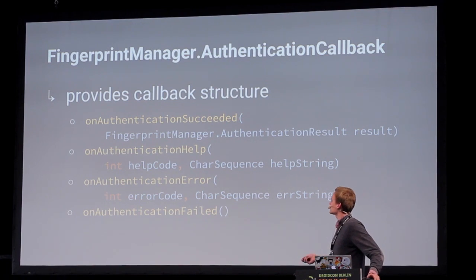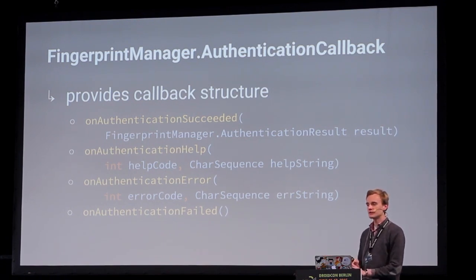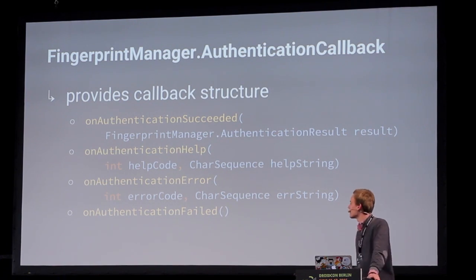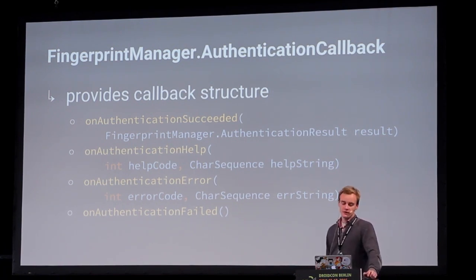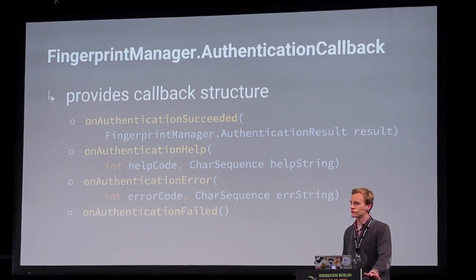And the other three methods, like onAuthenticationHelp with the different codes, are called when the user just swiped or tapped the sensor for too short a time, or there's another error like a dirty sensor. And onAuthenticationError is called when there's an error or the whole authentication stopped. And onAuthenticationFailed is called when the user used a different finger or whatever, so the finger wasn't recognized.